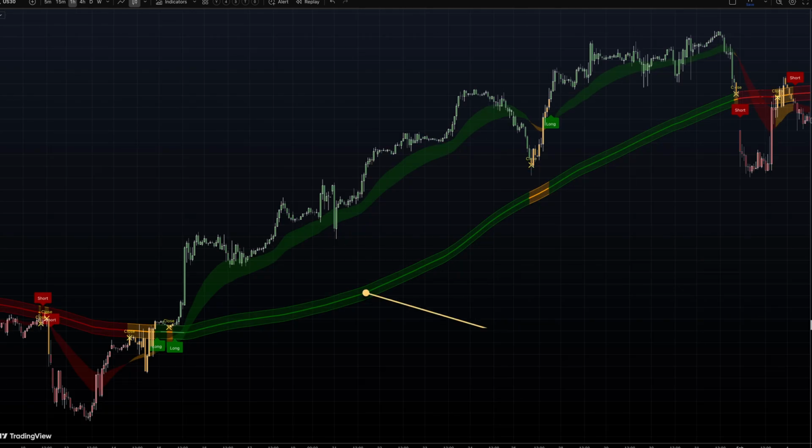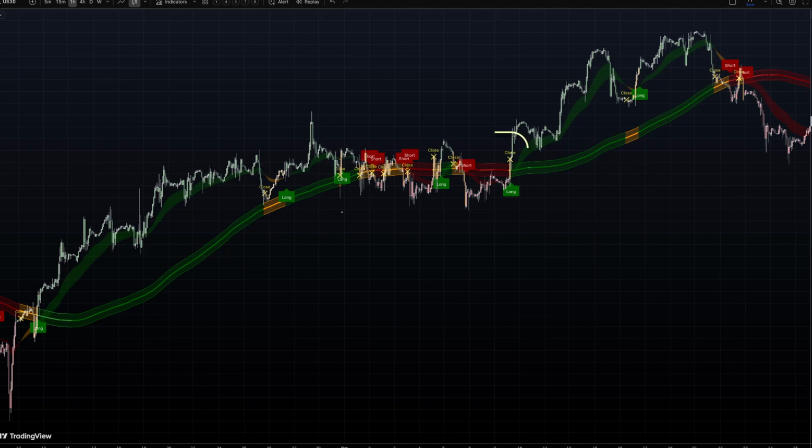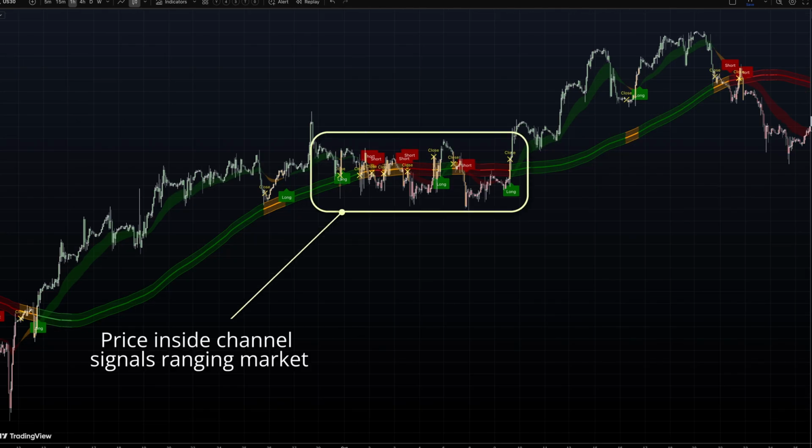The system creates a dynamic trend channel based on ATR-derived boundaries around the main moving average, allowing traders to visualize price action relative to the underlying trend. When price operates within this channel, the market is considered ranging, while movements outside signal potential trending conditions.